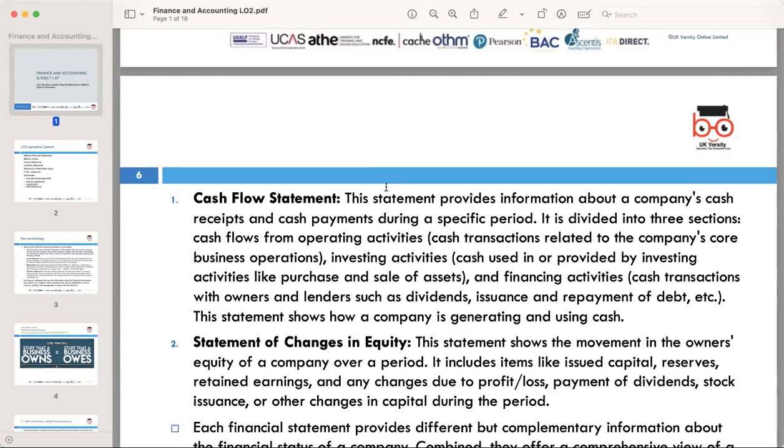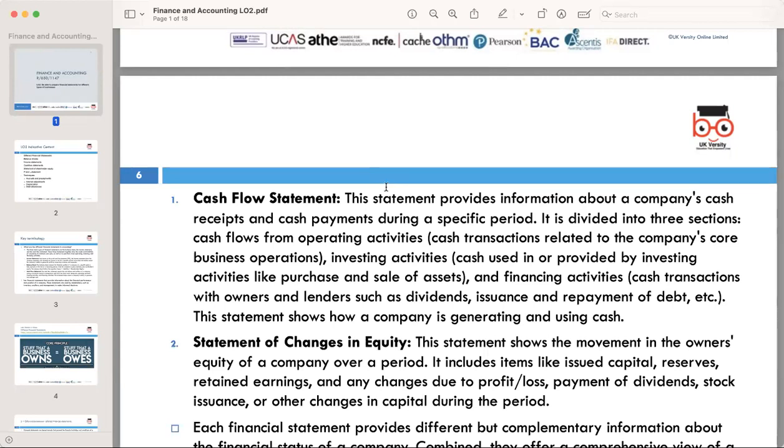Operating activities include cash flows from the company's core operations, such as sales and expenses. Investing activities are cash flows related to the buying or selling of assets like property or equipment. Financing activities include cash flows from activities like raising capital or paying dividends. The cash flow statement helps us understand how well a company manages its cash resources.